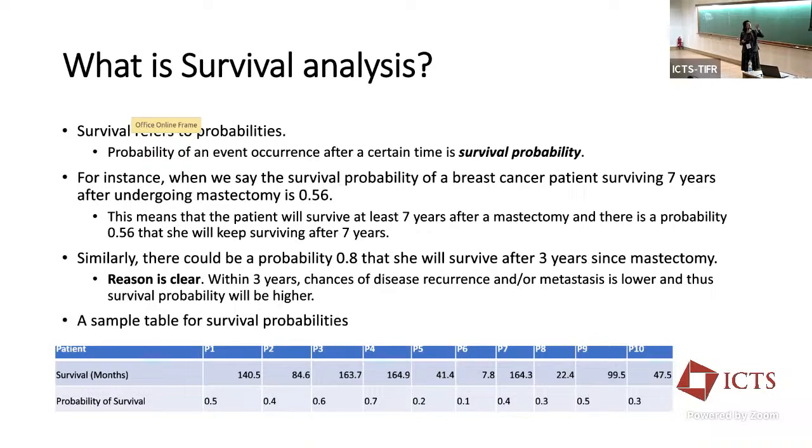So similarly, there could be a probability of 0.8 that she will survive after 3 years since mastectomy, and our reason is clear: within 3 years, chances of disease recurrence or metastasis are lower, and thus survival probability will be higher. So as you go over time, the probability decreases. At the beginning, the probability is higher. Over time, it's going to decrease. A sample table for survival probabilities is like, for example, you have month, and then you have probability of survival. So for each month, for different patients, you have the probability of survival.